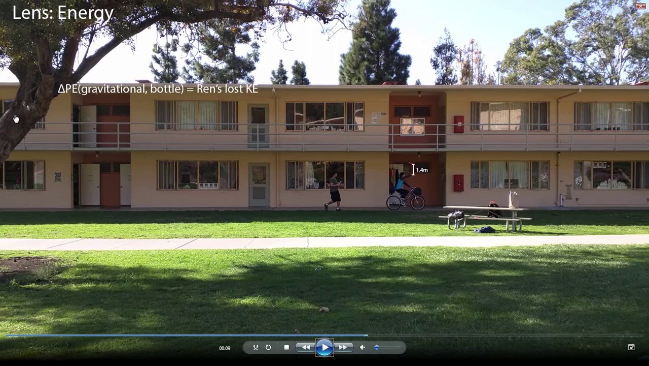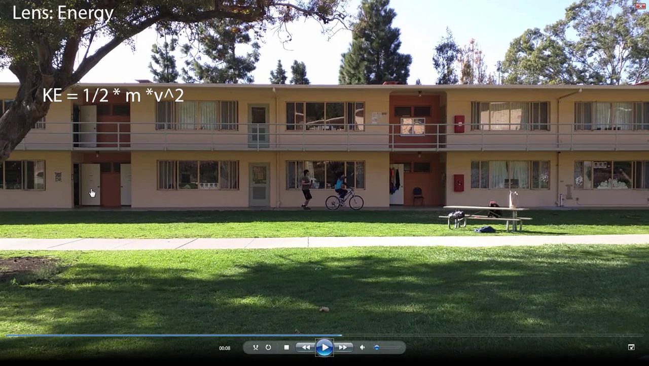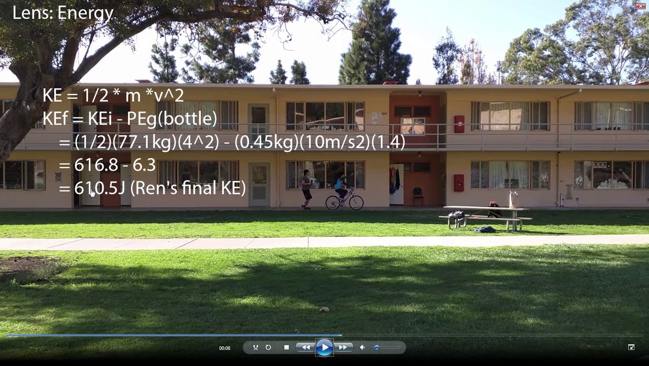Prior to hitting the bottle, the kinetic energy is 1/2 mv squared, and we know that, so we can find kinetic energy there. After hitting it, Ren's final kinetic energy is her initial kinetic energy minus the potential energy lost to the water bottle. So we can see that here.